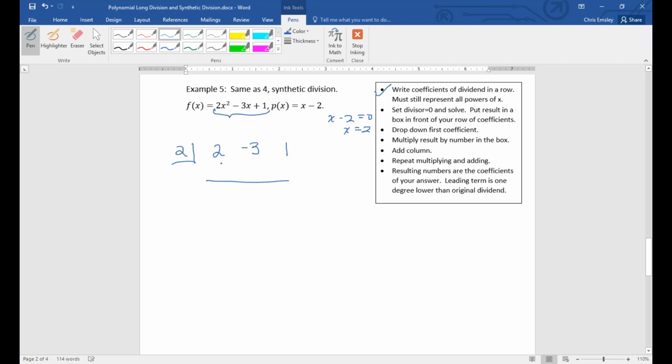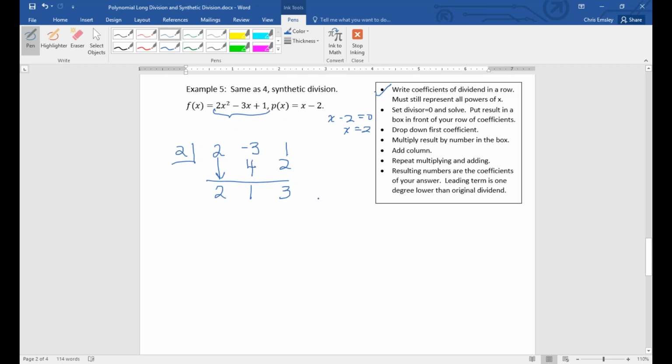What we do first is just drop that first coefficient straight down. You just copy it down below the line. Then you multiply. You multiply whatever's under your line times whatever's in the box. So in this case, 2 times 2. And you write that in your next open column. And then you add. -3 plus 4 is 1. And then you multiply again. 1 times 2 is 2. And then you add, and that's 3.